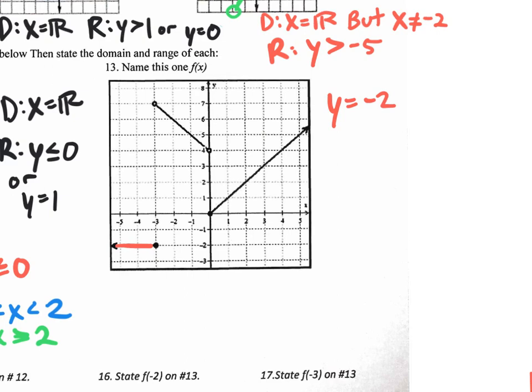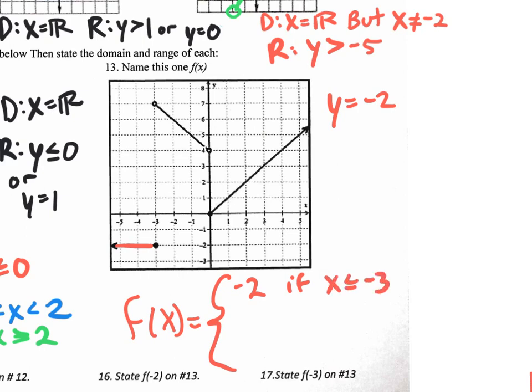Okay. But we want to write it in terms of f of x. So everybody put a f of x down here. Do the equal sign. Do this like ginormous bracket. We're going to put the -2 right there, but let's give it a condition. If what? If x is less than or equal to -3. Perfect.